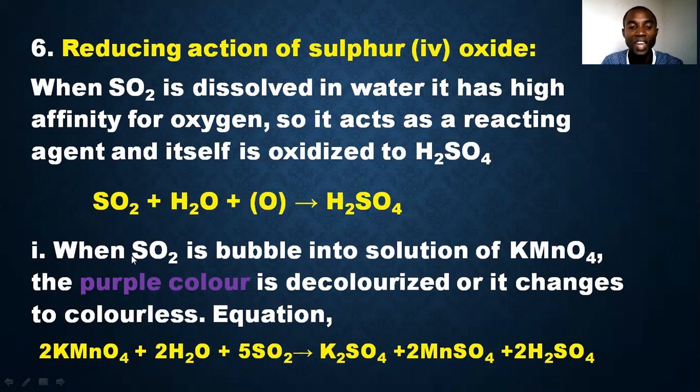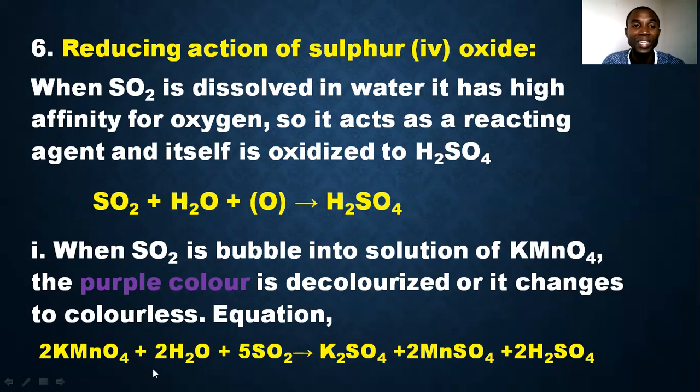When sulfur IV oxide is bubbled into KMnO4, which is purple in color, it decolorizes it, it changes to colorless. And this is what we do, and it will form this. All right, so that is one of the behaviors when it reacts with KMnO4.